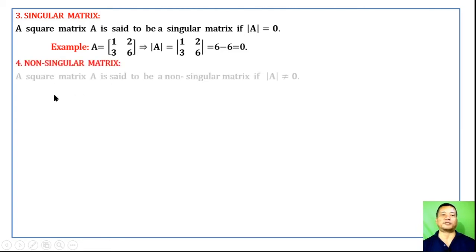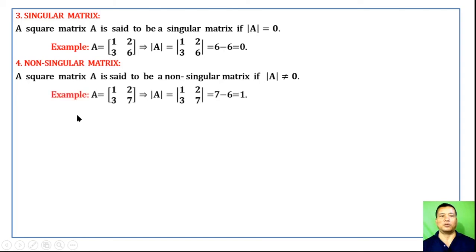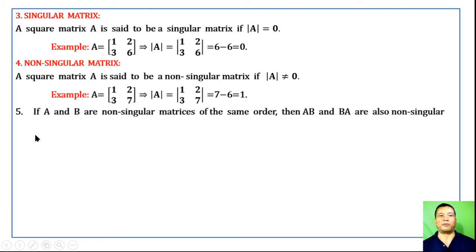Non-singular matrix: a square matrix A is said to be non-singular if determinant of A does not equal zero. For example, the determinant of this matrix A is 1, which does not equal zero, therefore A is a non-singular matrix. Next, number 5: if A and B are non-singular matrices of the same order, then the products AB and BA are also non-singular matrices of the same order, without proof.